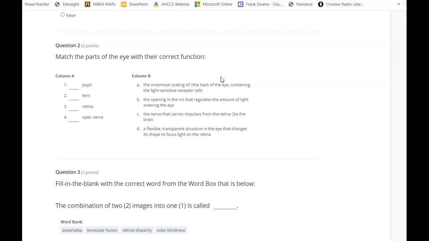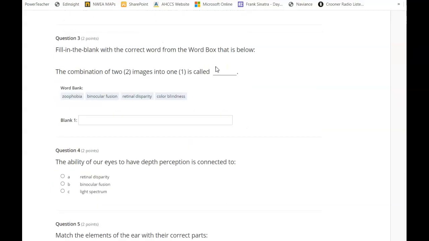Column B: the innermost coating of the black eye containing the light-sensitive receptor cells; the opening in the iris that regulates the amount of light entering the eye; the nerve that carries impulses from the retina to the brain; a flexible, transparent structure in the eye that changes its shape to focus light on the retina.